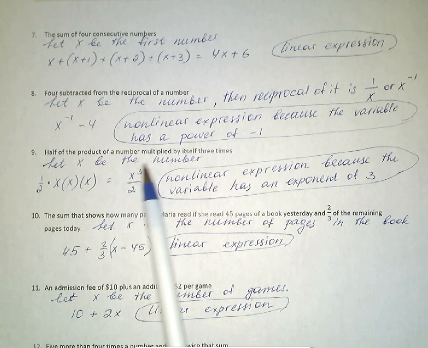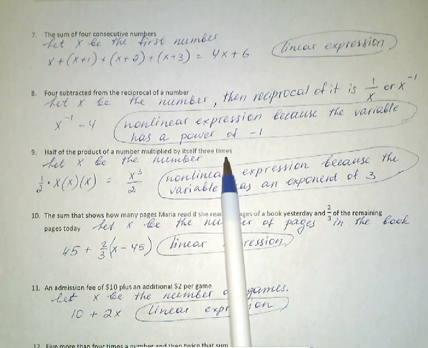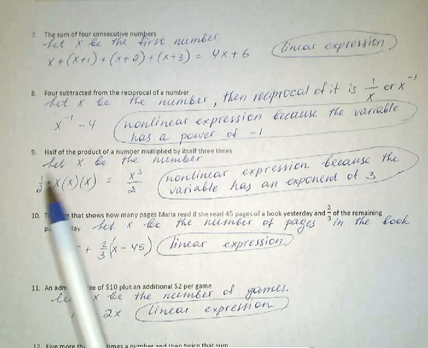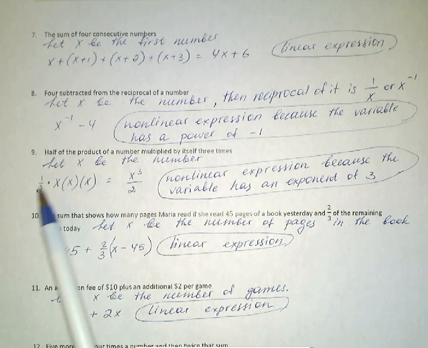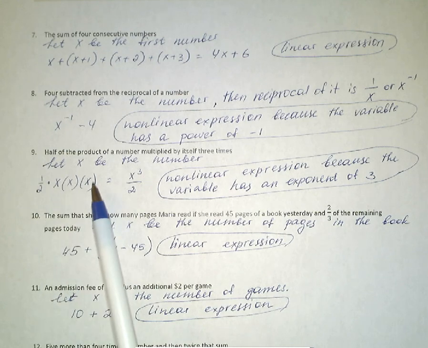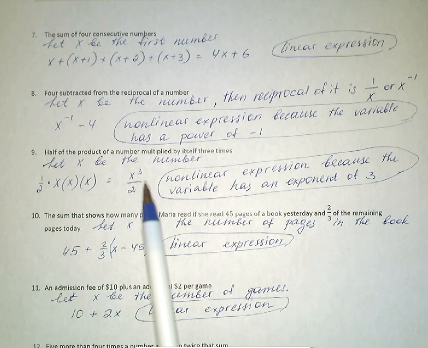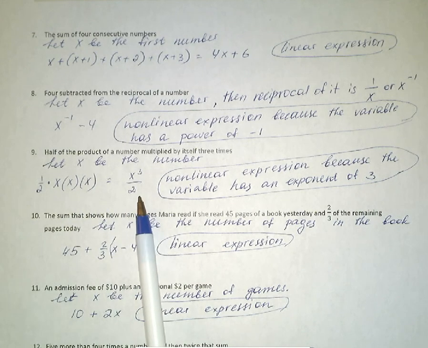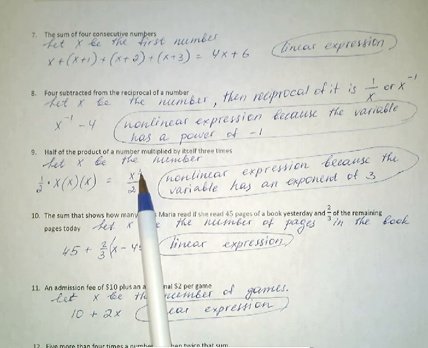Half of the product of a number multiplied by itself 3 times. Half of the product of a number, so it's going to be a number multiplied by itself 3 times, it's x to the third power, and half of it is going to be x to the third power divided by 2. That is a nonlinear expression because x is to the third power.